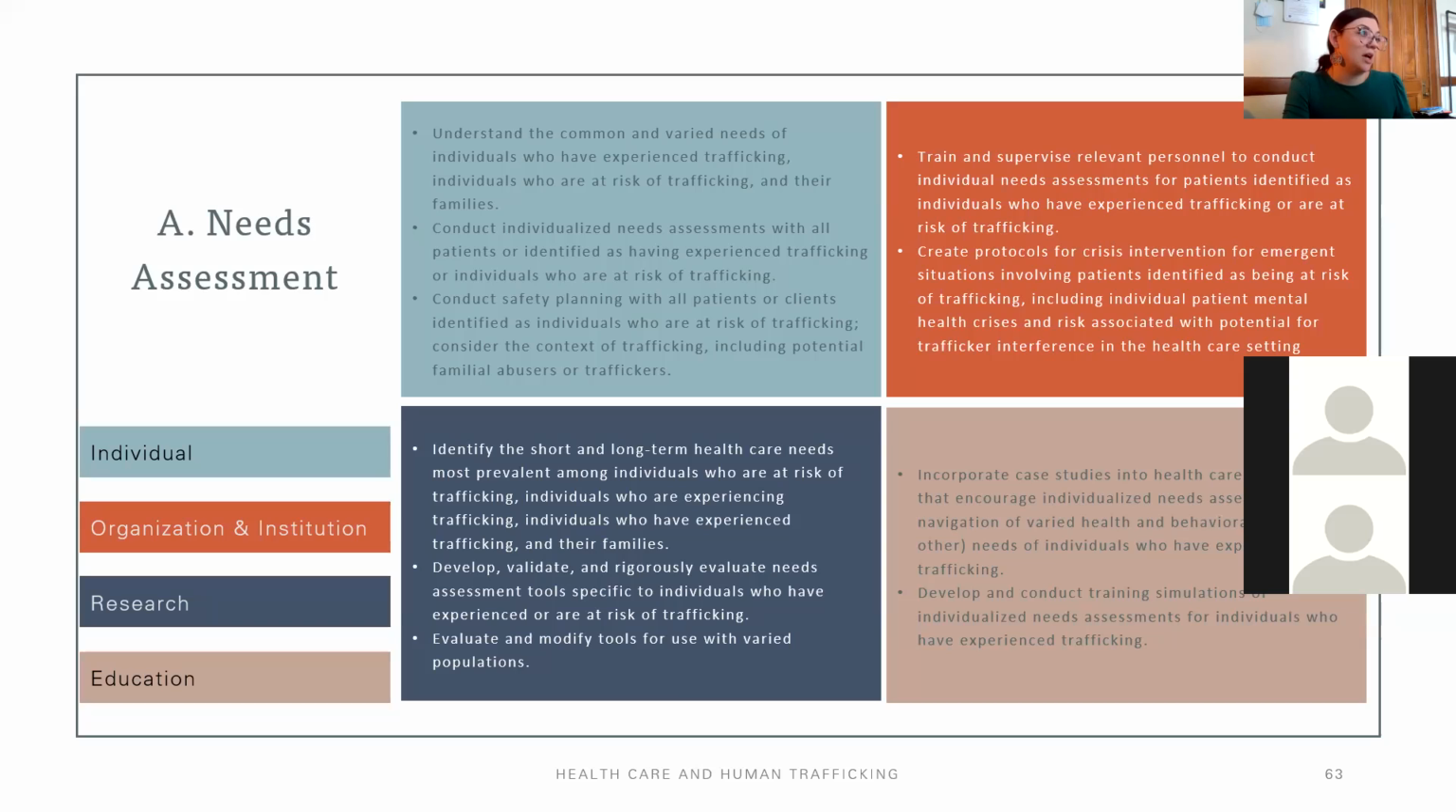So, a needs assessment, individual. So understanding the common and varied needs of individuals who have experienced trafficking, individuals who are at risk of trafficking, and their families, right? We talked earlier about secondary victimization, and I didn't go into too much detail about that for a reason, because families are considered secondary victims, at least in the services we provide, right? They are somebody who might not have experienced the trafficking or the exploitation or the harms themselves, but somebody they love did. That's still impactful. It still affects them, and they are entitled to services as well.